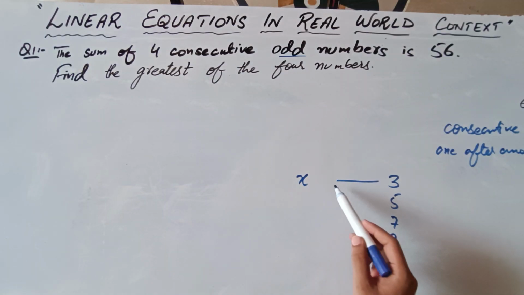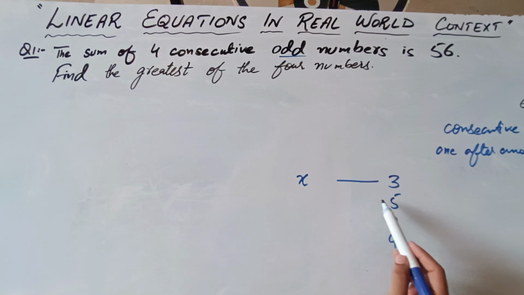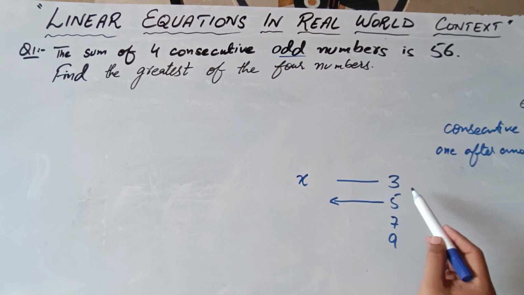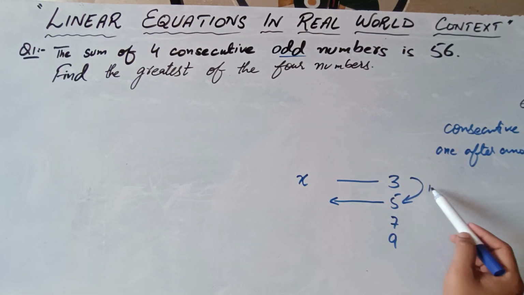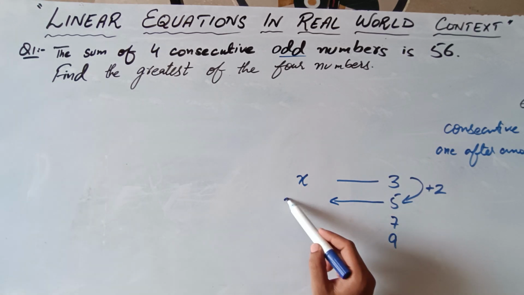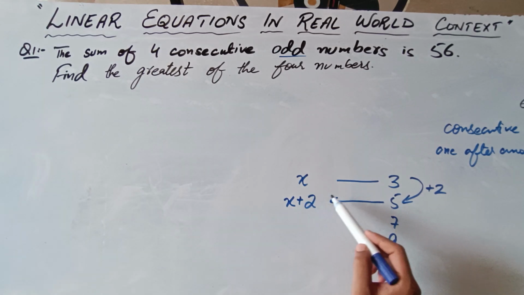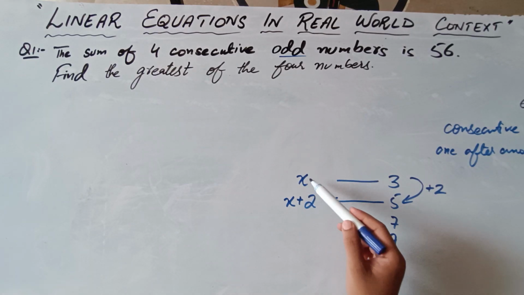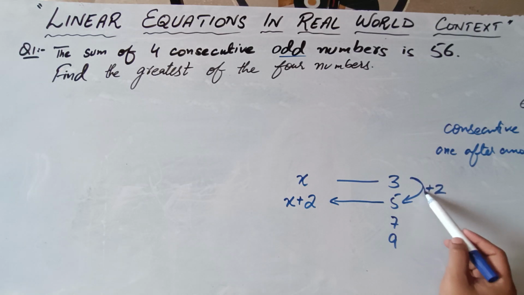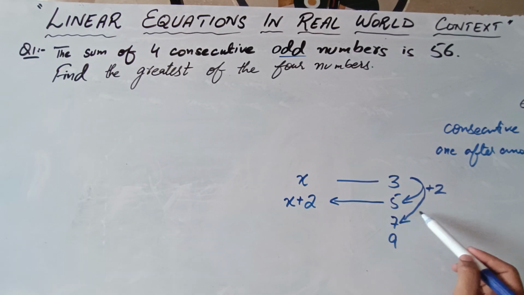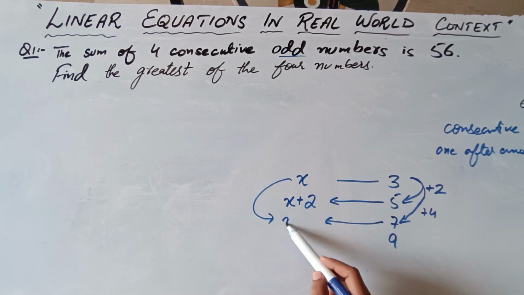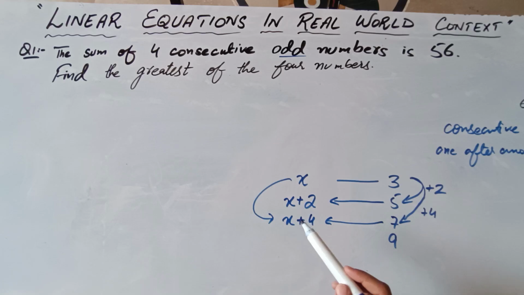If we suppose the first odd number as x, then to get 5 from 3, what do we have to do? What is the difference between them? In consecutive odd numbers, the difference is 2. If I add 2 to 3, I get 5. So I have to add 2 to the first number to get the second consecutive odd number. In the same way, what do I have to do with the first odd number to get the third odd number? I have to add 4. So the third odd number will be x plus 4.